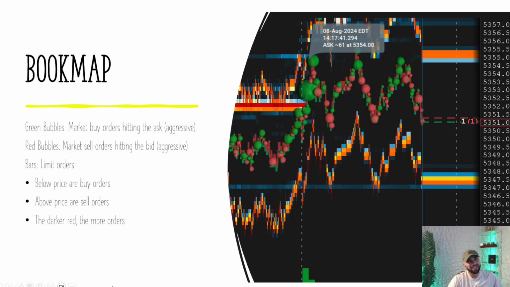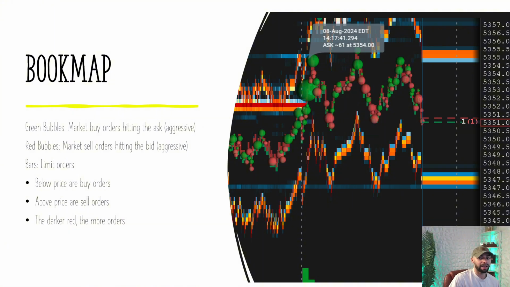So Bookmap. Start off with a nice little bit of the Bookmap. Basically what this is, right? The green bubbles we saw will give you all the market buy orders hitting the ask, the aggressive buyers. The red bubbles, opposite, aggressive sellers. Now the bars, right? If the price is right here, I'll tell you where price is. If these bars are above the current price, they're sell orders. If they're below the current price, they're buy orders.